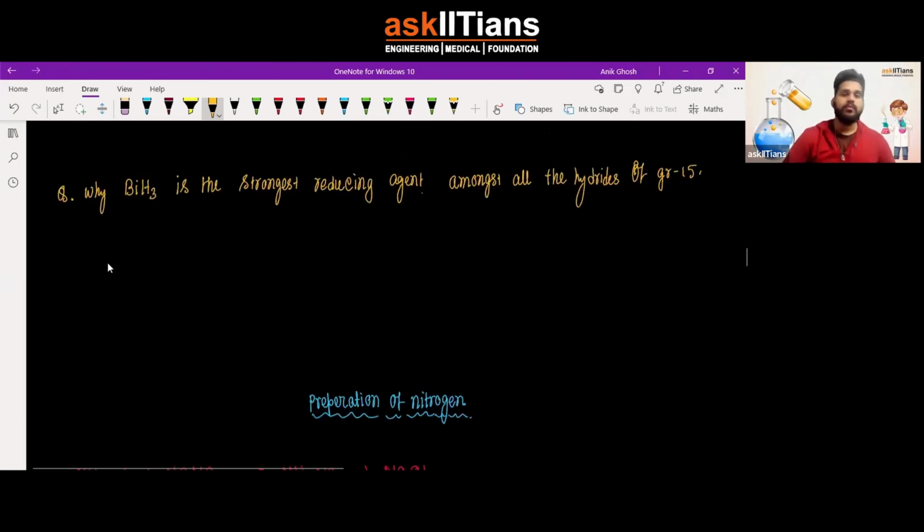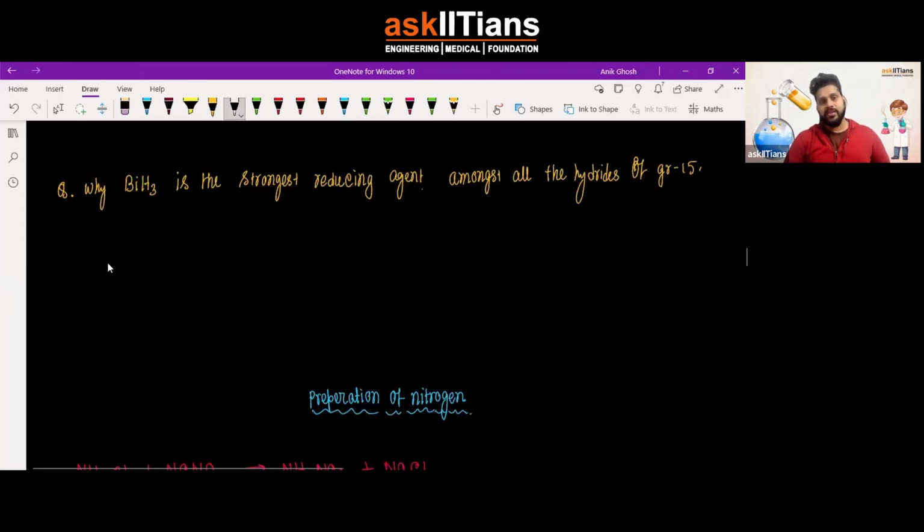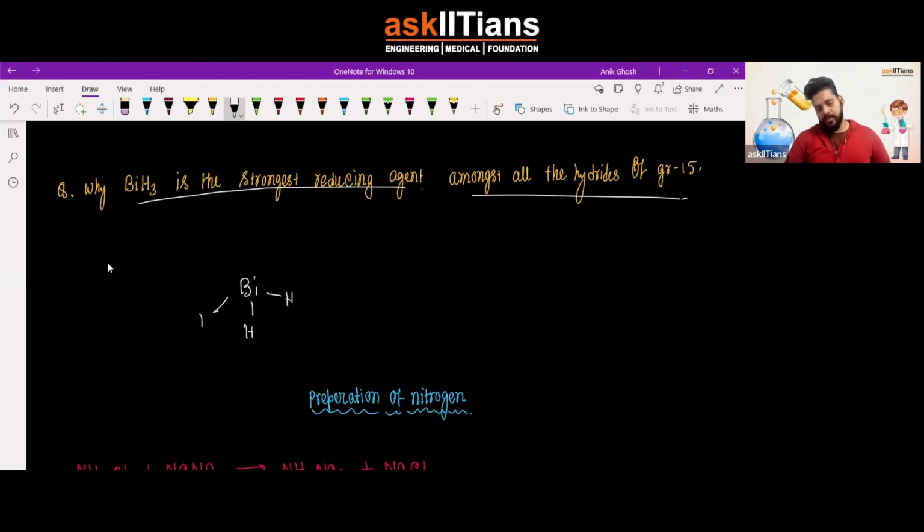Now, why is bismuth the strongest reducing agent amongst all the hydrides of the group? I've just shown you, when we go for bismuth, in the Bi-H bond, bismuth is using the 5p orbital and hydrogen is using the 1s orbital. So this bismuth-hydrogen bond that you see over here is very, very weak. As a result, BiH3 is a very strong reducing agent because it can break this bond.